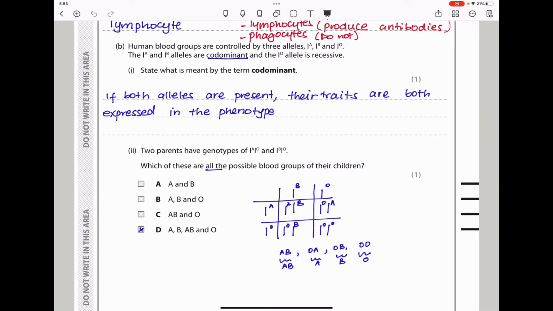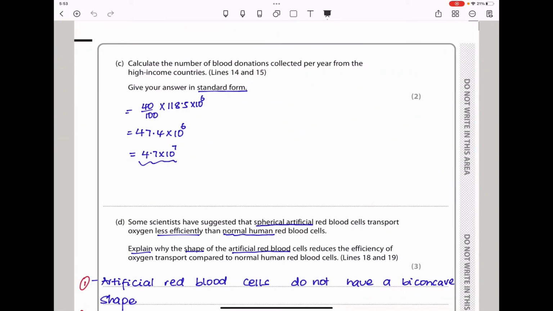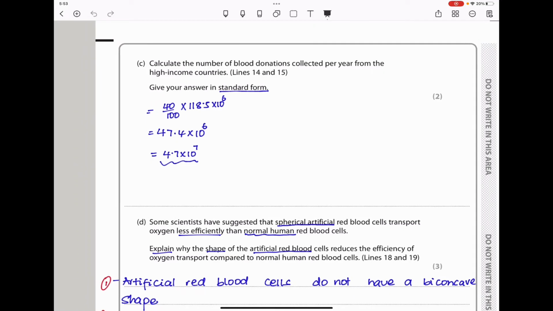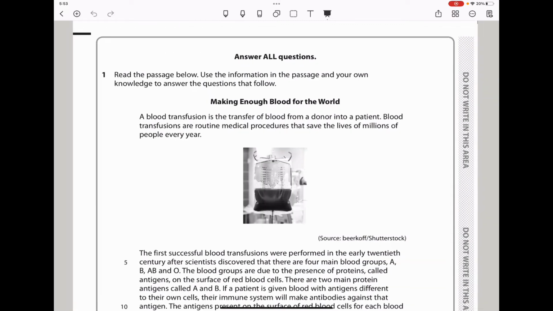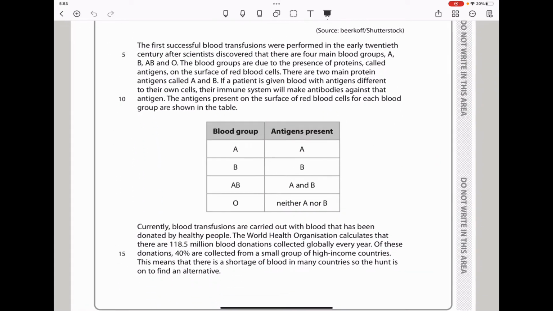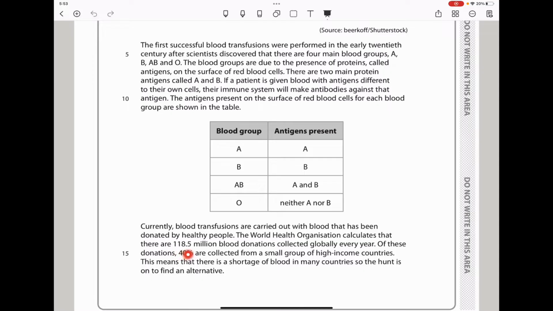Let me try to make it not so big. Continuing on, they say calculate the number of blood donations collected per year from high-income countries, line 14 to 15. Give your answer in standard form. If you see line 14 to 15, we were given this value here and that value here. So we're going to use these 2 to calculate what they're asking us to find.